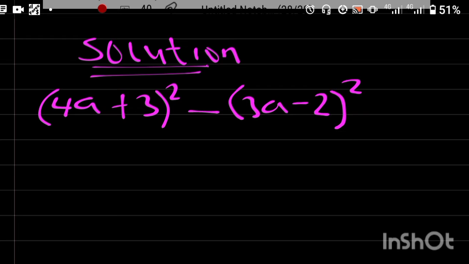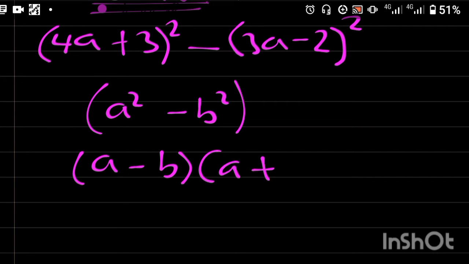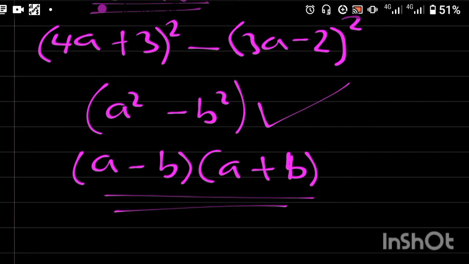Okay, actually what I can see here is just a difference of two squares: a² − b². How do you factorize this? The factorization of this is (a − b)(a + b). This is the factorization of this expression. If I expand this, what I'm going to get is this. And that's the same principle we are going to use now. You can try to expand this and you will find that you get this.